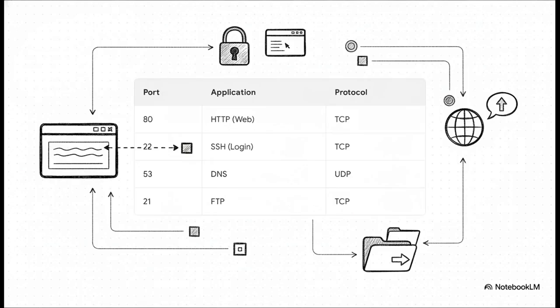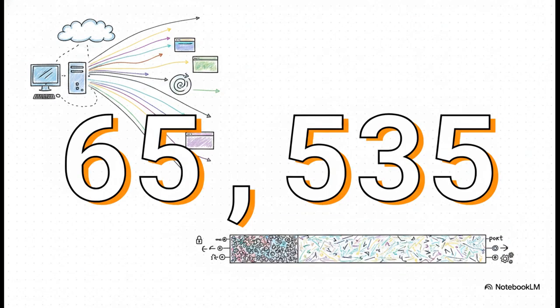To make this a bit more concrete, let's look at what we call well-known ports. These are the numbers ranging from 0 to 1023 that run quietly in the background of your daily digital life. When you browse the web, your browser is automatically reaching out to port 80 for HTTP. If you're securely logging into a remote server, you're using port 22 for SSH. Need to resolve a website name? That happens over DNS on port 53. Transferring files? That's FTP on port 21. Because these numbers are standardized, client applications always know exactly which extension to dial to get the right service. It's totally seamless.